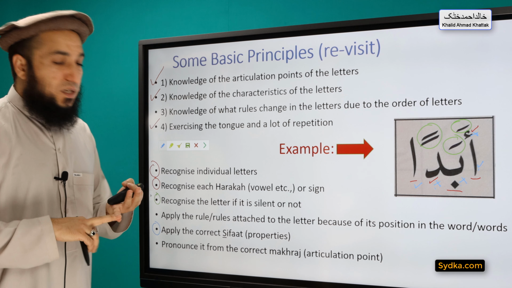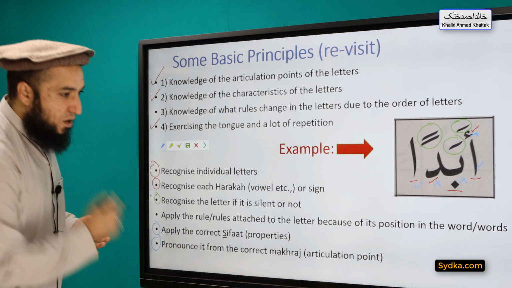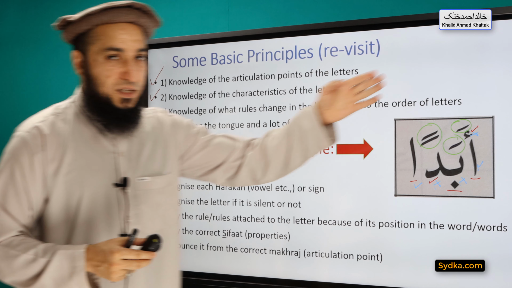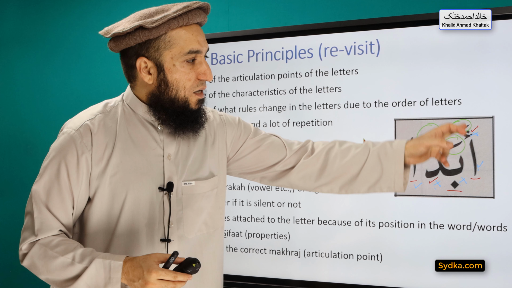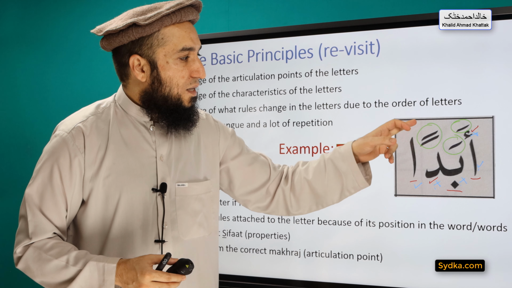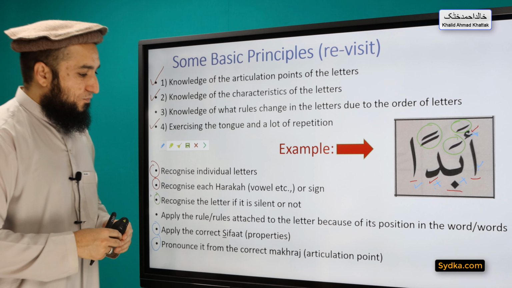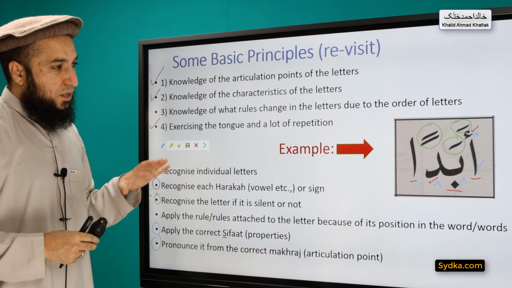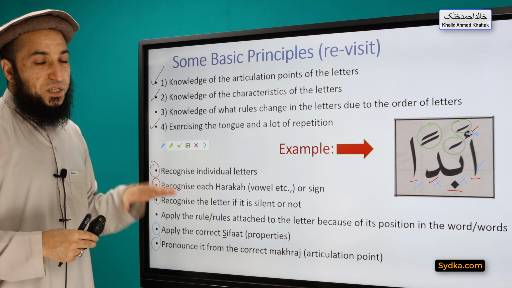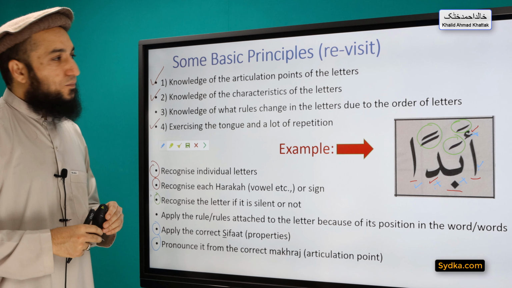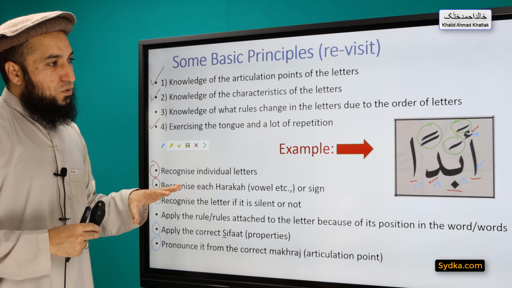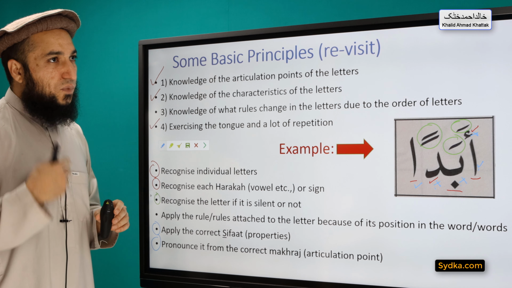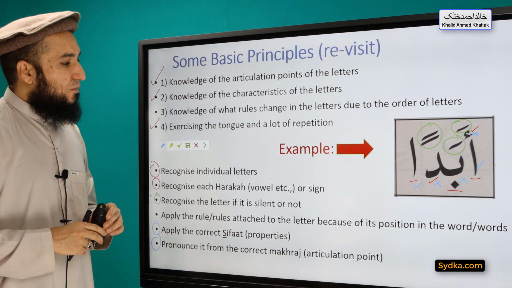The next one is pronouncing each letter from its correct makhraj, articulation point. And the other one we can add is we count how many syllables are there. For example, here is a, 1, ba, 2, then. So there are 3 syllables in this word. If we manage to implement these steps correctly, then our reading and recitation will be very easy. These are not fixed rules; you can add or subtract from them. These are just general guidelines for recitation or reading the Arabic.